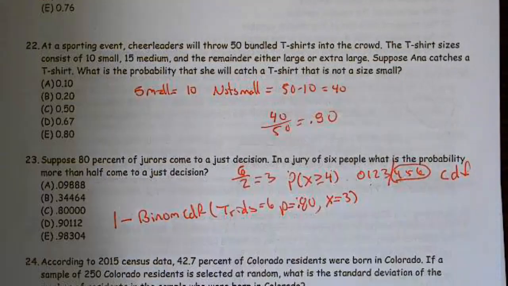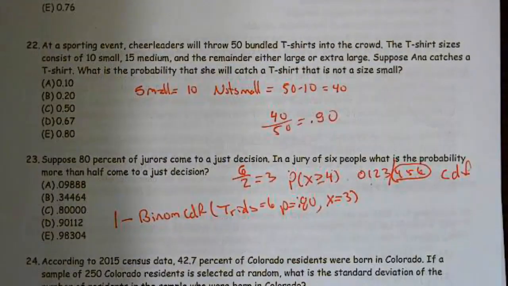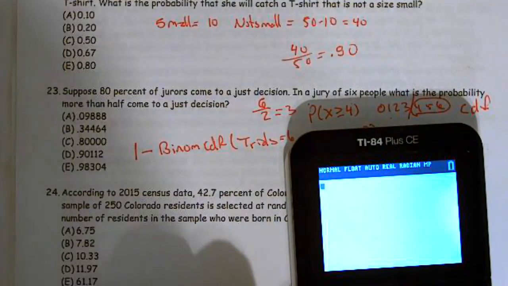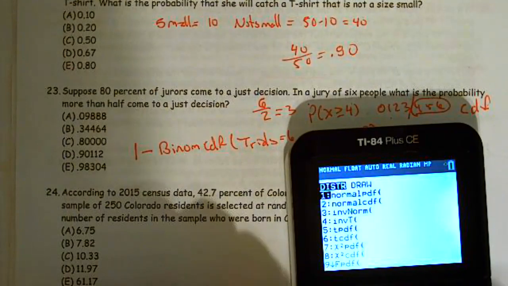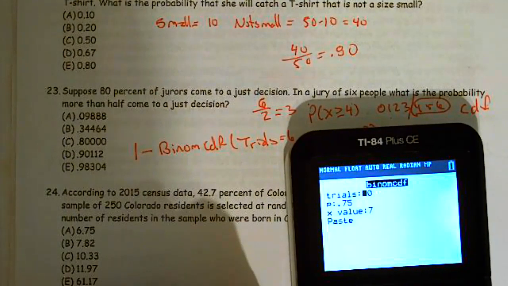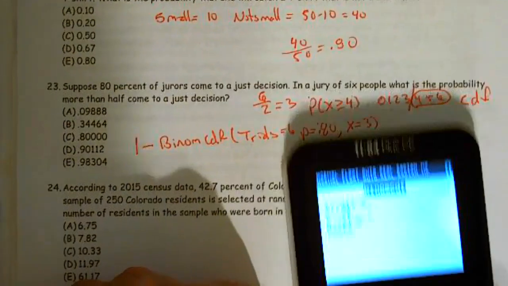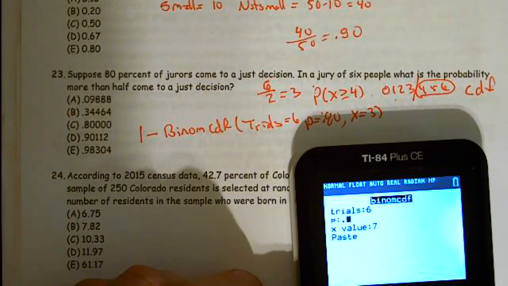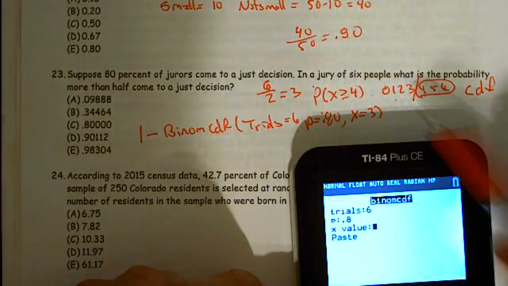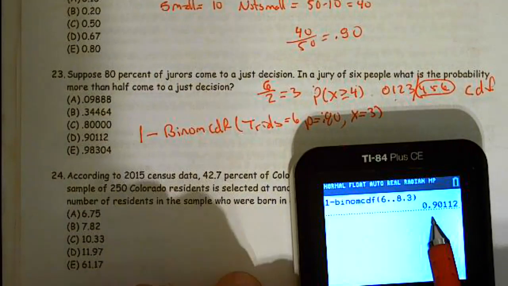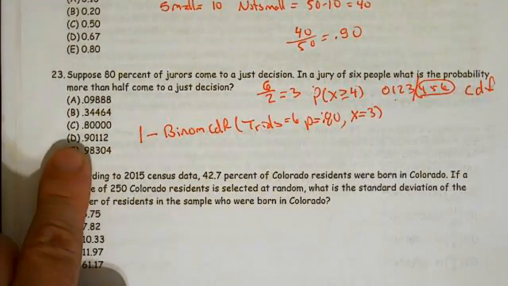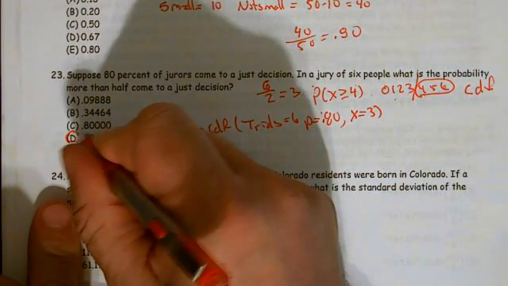Now, once again, this is not the work that you should be showing. You need to show more work than this on an FRQ test, but for tonight and for getting ready for your multiple choices, this will suffice. So 1 minus second vars, binomial CDF, trials in this case was 6, our probability was 0.8, and our X value was 3 because that was the highest value we didn't want. And we end up getting 0.90112. So our answer in this case was D.